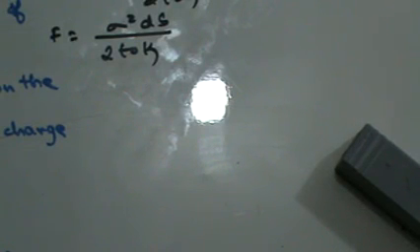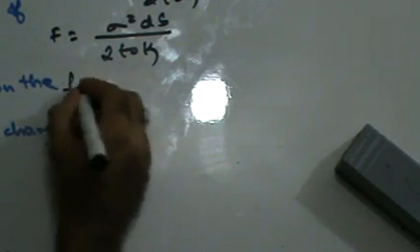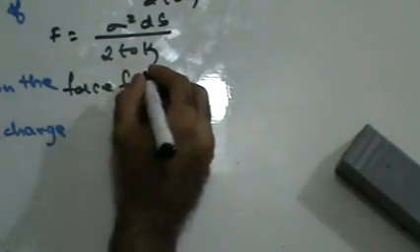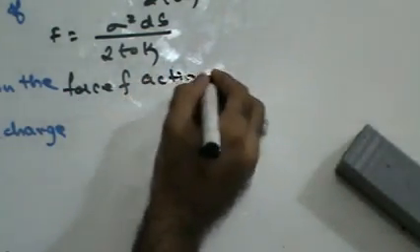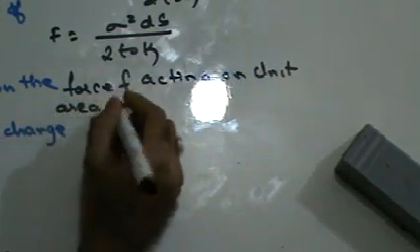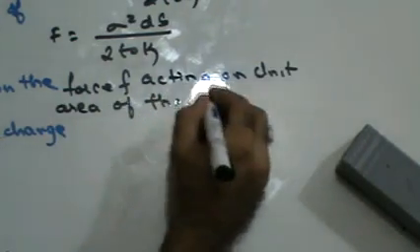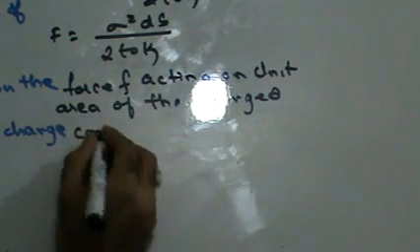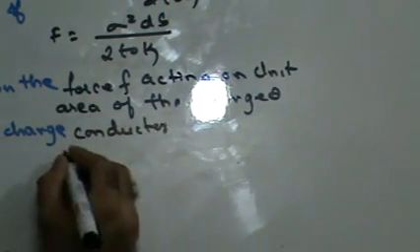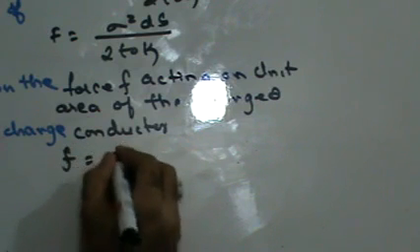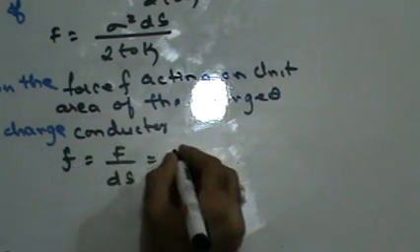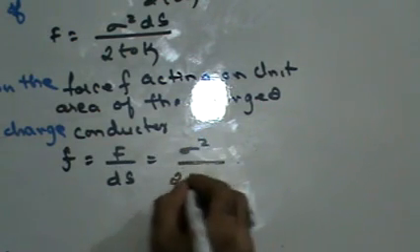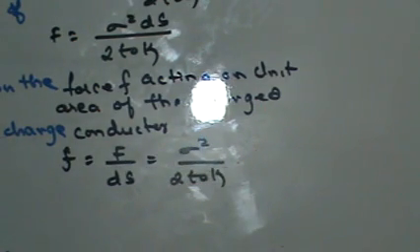Therefore, what will be the force acting per unit area? Let us assume force, small f, acting on unit area of the charged conductor will be nothing but small f is going to be capital F upon ds. So this will work out to be sigma square upon 2 epsilon 0 k. That will be the force per unit area, right?